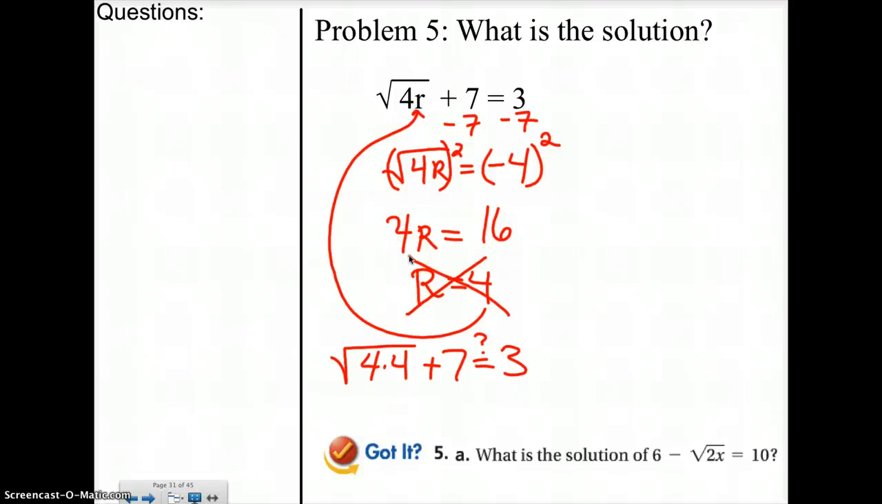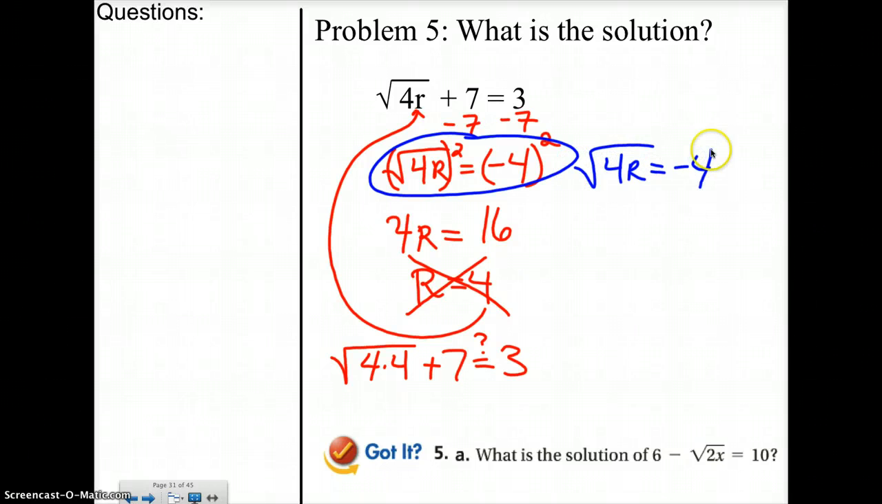Now this is kind of interesting because you could have actually realized it right from this second equation that we had written here. We got the square root of 4r is equal to negative 4, and I just told you can't take a root and get a negative out. So there is no value of r that I could plug in there and get a negative 4 out when I take the root of it.